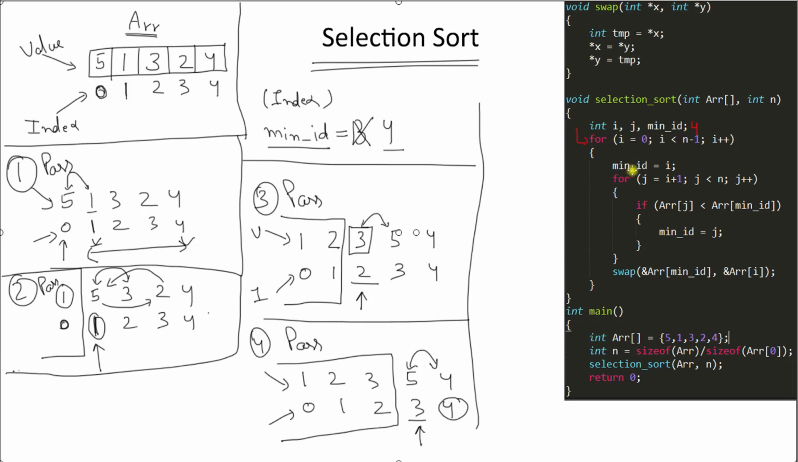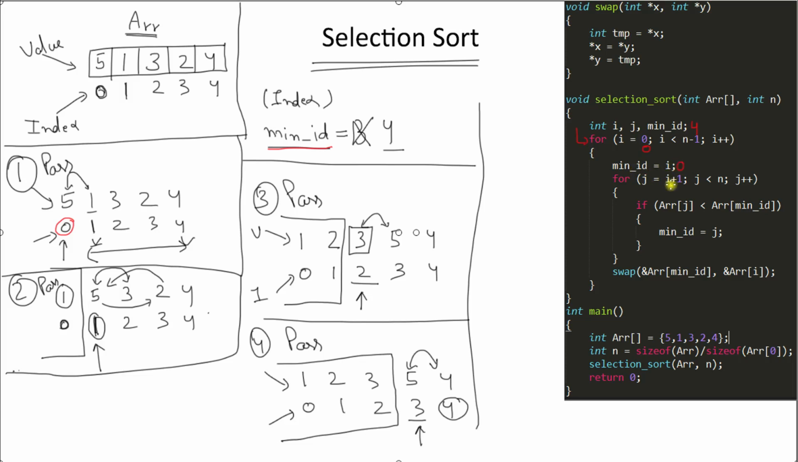Then we'll go inside. minID will be assigned with i. So this is what I was telling you: whenever you start, you initialize your minID with the index value. Initially, if you remember, you initialized this with 0, then with 1, then 2, then 3, like that. So this minID is 0 for now, because this i is equal to 0.